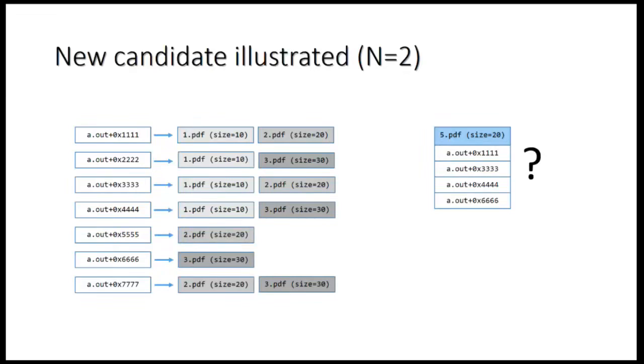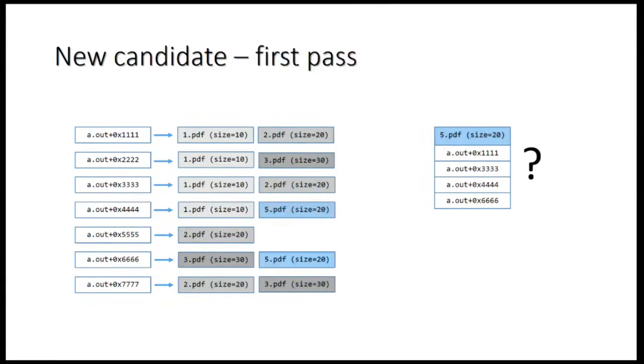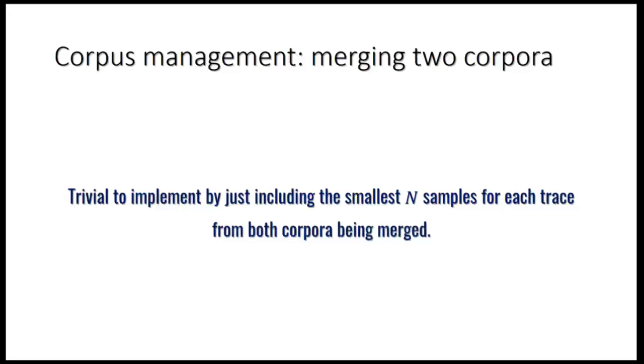We have this candidate called 5.pdf, which has size 20. The first thing we do is try to improve some of the covered traces here, and it turns out that two of them are improved. So we insert the 5.pdf file for two of the covered traces, and then we perform the second pass and also replace two other files which also had size 20, to reduce the total number of files in the set.